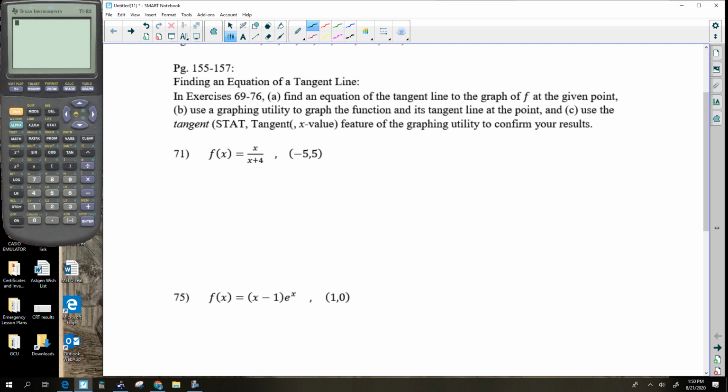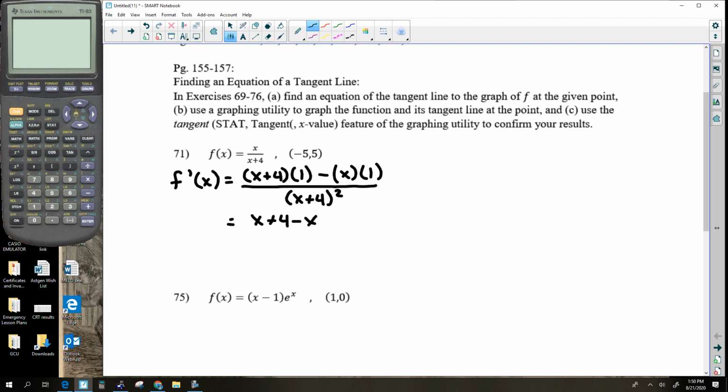And so here I need to start with the derivative. So f prime of x. This is a quotient, so bottoms up. Derivative of the top minus, leave the top alone, derivative of the bottom, divided by the bottom squared. So this is the derivative. This is x plus 4 minus x, and this is 4 over x plus 4 squared. That's the derivative.